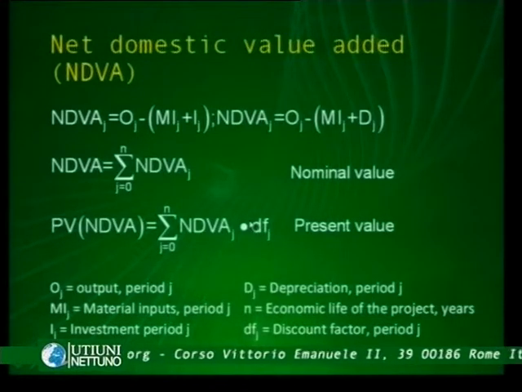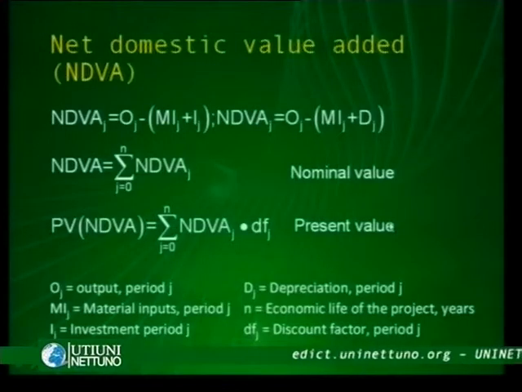And so a lower or higher premium that I choose to calculate the social discount rate is important and can affect the project in an important way. So the present value of net domestic value added presents this limitation.